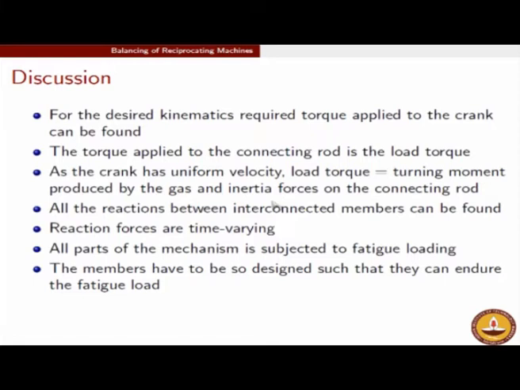So because the crank is moving at a constant angular speed, there has to be a balance between this moment, which is the load torque applied to the crank, and all other moments due to all other forces. All other moments due to all other forces is basically the turning moment.